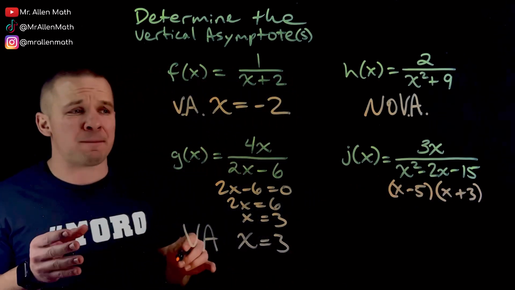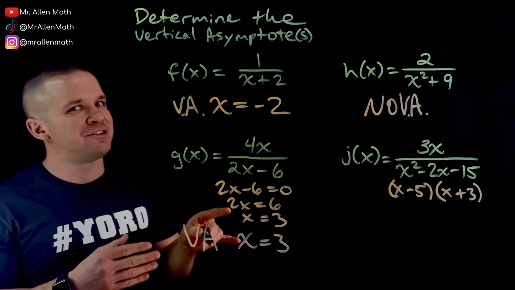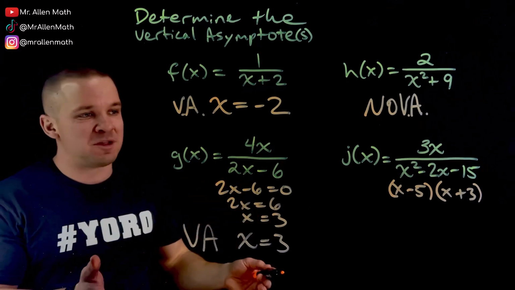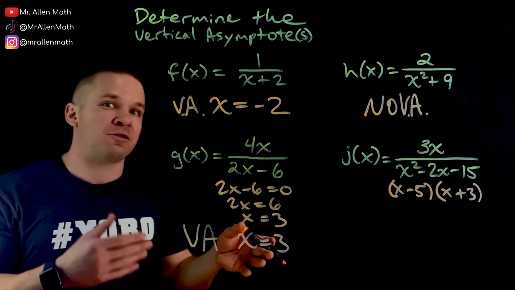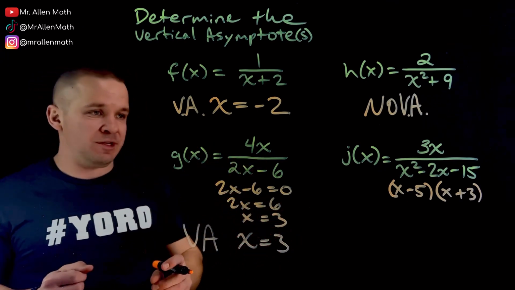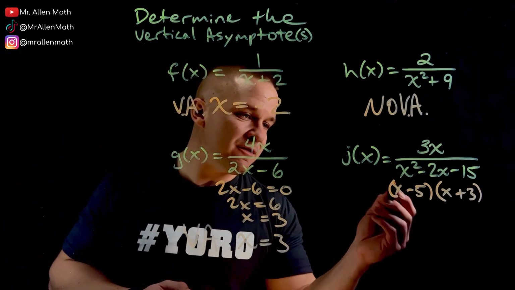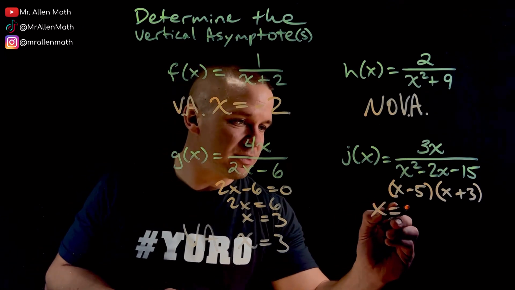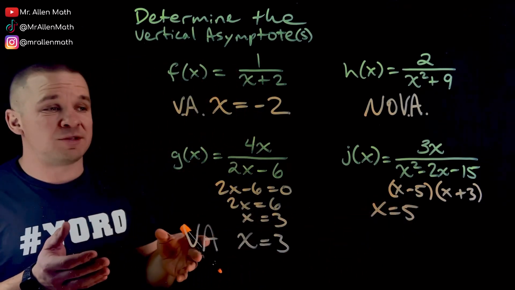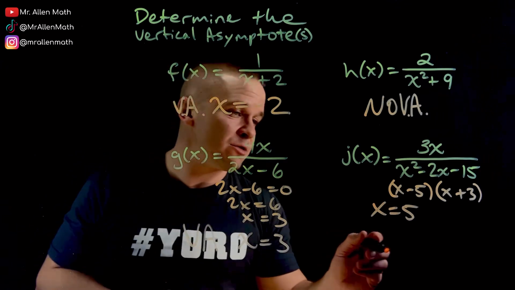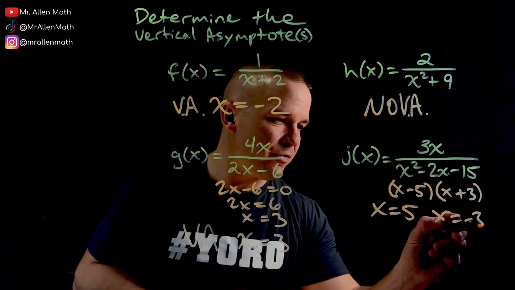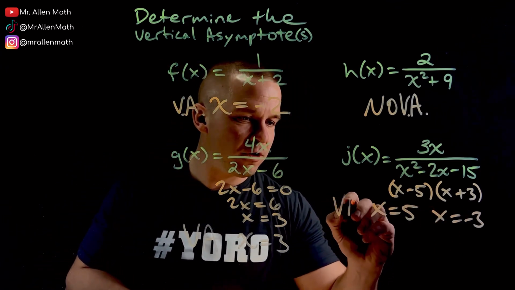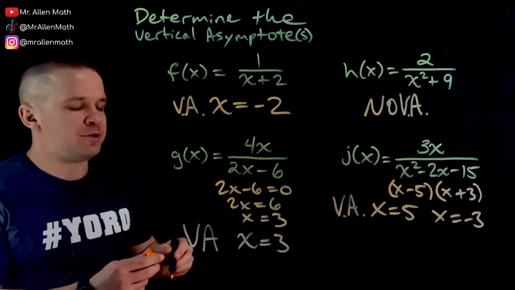So now what's going to make my denominator 0? It's a lot easier to tell now, right? That's where factoring comes into play, and all that stuff you learned about factor and solve. Now we're using it. So x minus 5, set that equal to 0, I'd get x equals 5. So one of my vertical asymptotes is x equals 5. And for that last one right there, I'm going to get x equals negative 3. Those are my two vertical asymptotes for that particular one right there.